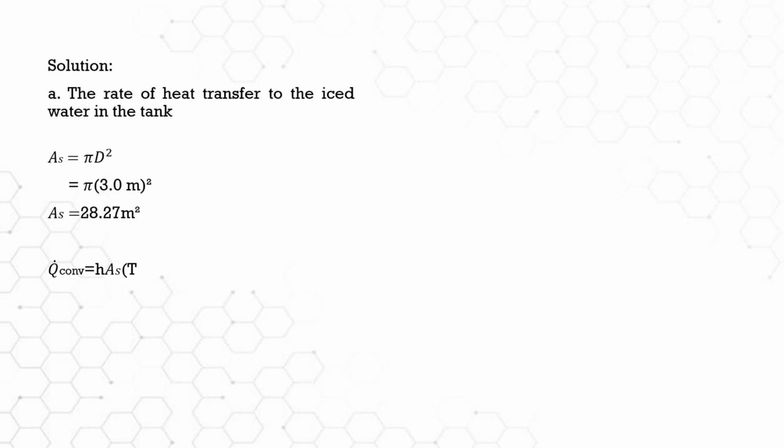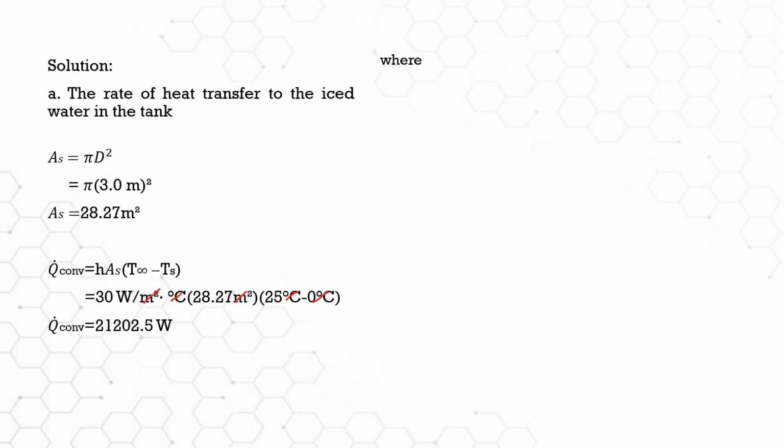convection heat transfer is equal to the convection heat transfer coefficient multiplied by the heat transfer surface area multiplied by the difference between the temperature of the fluid and the temperature of the surface. Plug in the values, we have 30 watts per square meter degree Celsius multiplied by 28.27 square meters multiplied by 25 degrees Celsius minus 0 degrees Celsius. So cancel out the same units, we have convection heat transfer is equal to 21,202.5 watts.